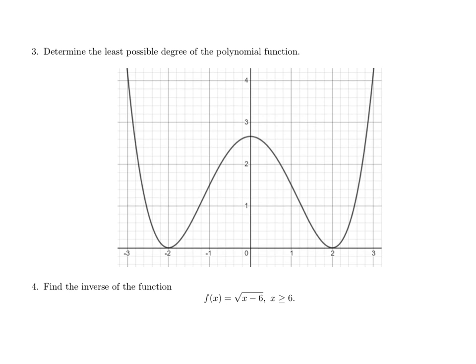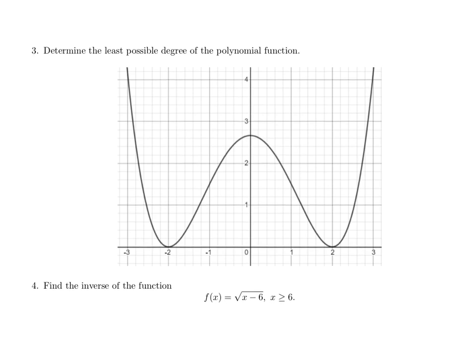All right, number 3, determine the least possible degree of the polynomial function. So what you want to look at here is the number of turning points. That's one way to look at it. Another way is to look at your x-intercepts. So the turning points, let's just count the turning points. That's probably the easiest way to do it.